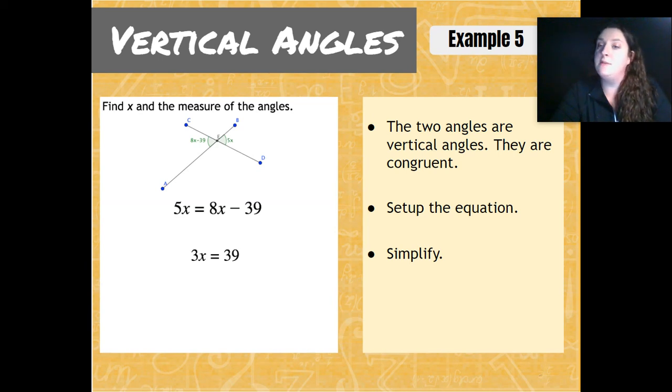And then you're going to simplify. So you're going to divide each side. 39 divided by 3 will get your x by itself. You get x is 13.